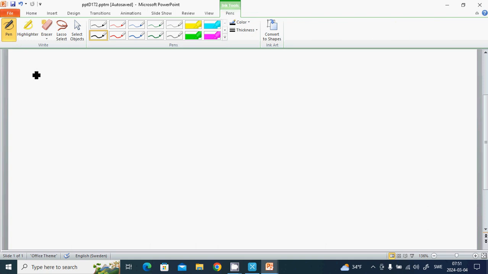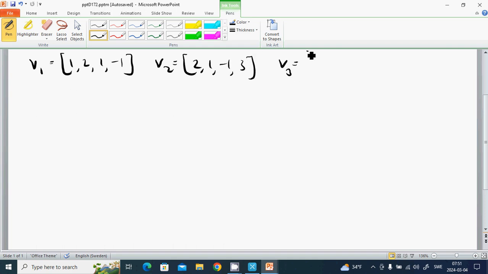We have an example: v1 equals (1, 2, 1, minus 1), and v2 equals (2, 1, minus 1, 3), and v3 equals (minus 1, 4, 5, minus 9). We will see if they are linearly dependent or independent. We assume that there are three values a, b, c such that a v1 plus b v2 plus c v3 equals 0.